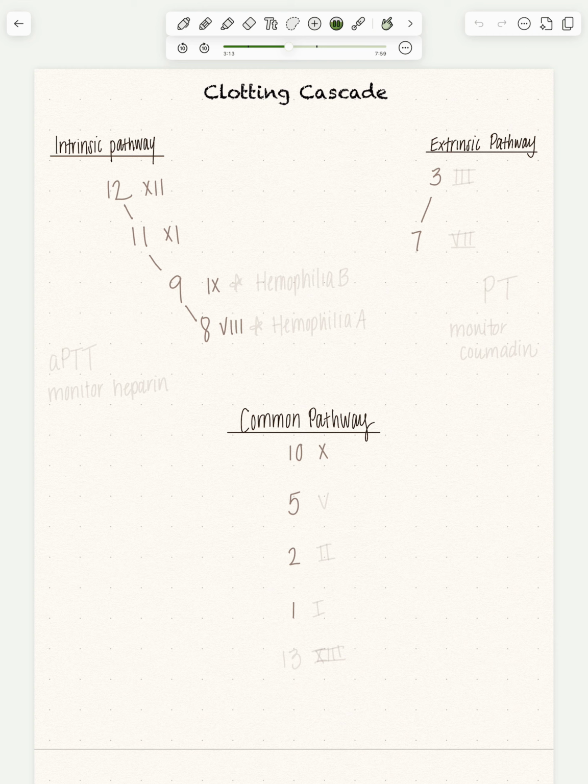And then the last number of the common pathway is 13. And they say that 13-year-olds don't really fit the mold anywhere. They just kind of stick out. So that's how I remember this one. It doesn't fit anywhere into this mold.